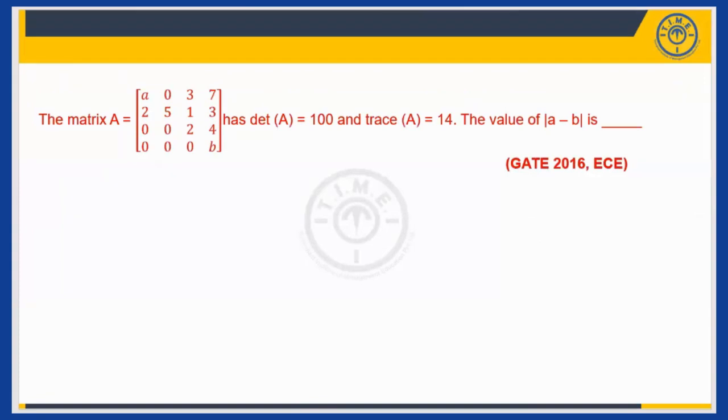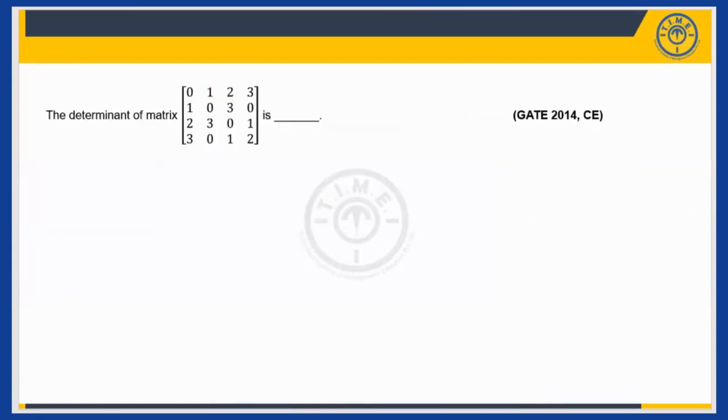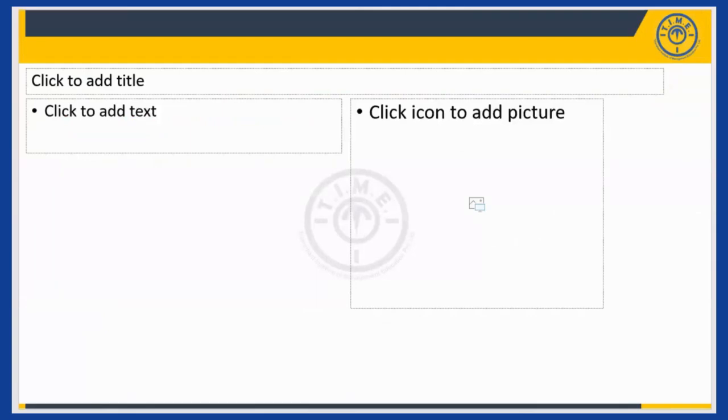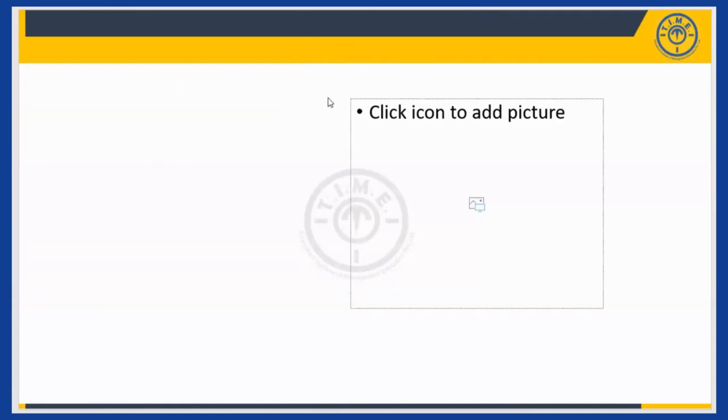Now again, let's come back to this later. Right. Now, this is about the questions on the product, how questions will be asked on the product and on symmetric and skew-symmetric matrices. Right. Now, coming to the next topic, that is determinants.